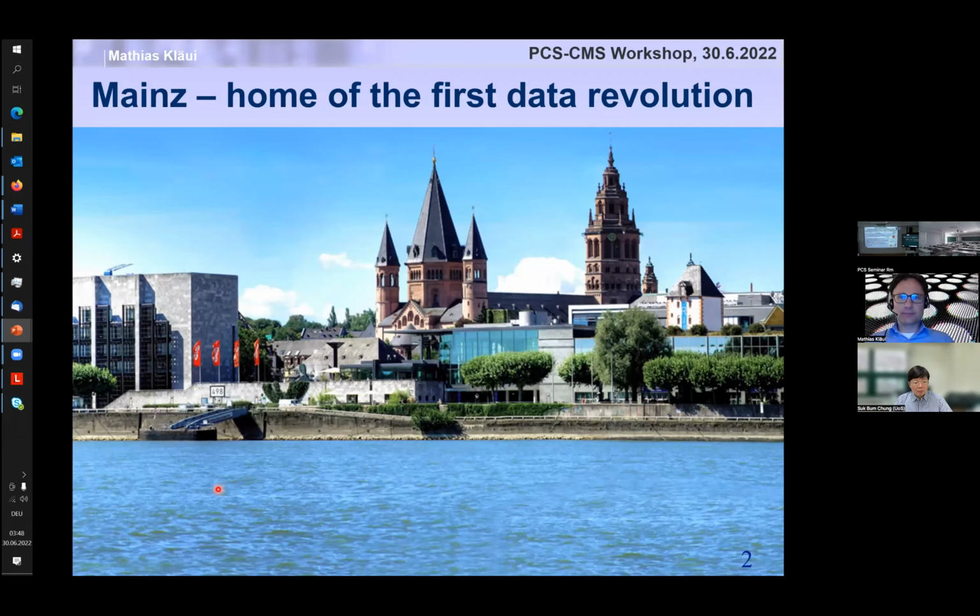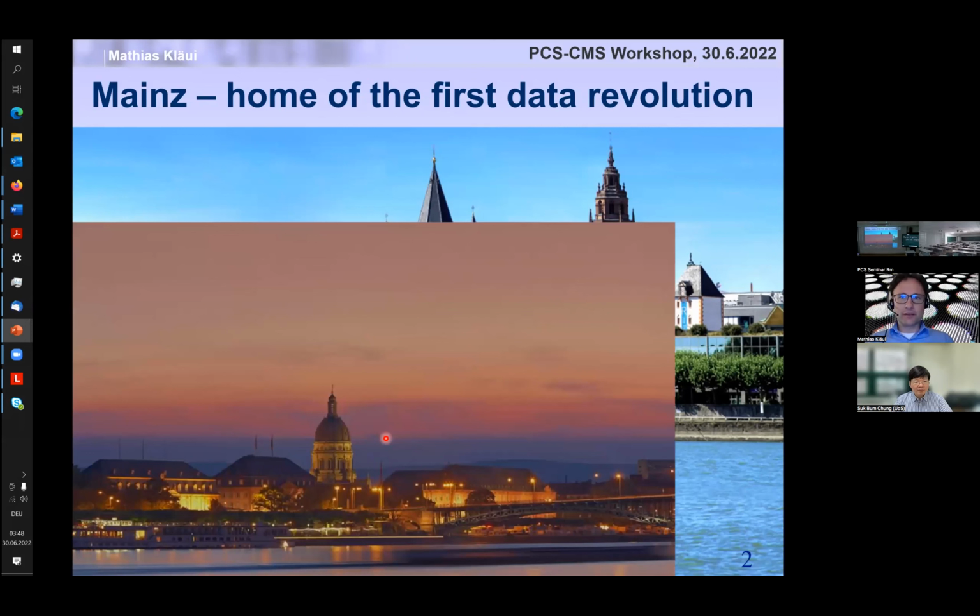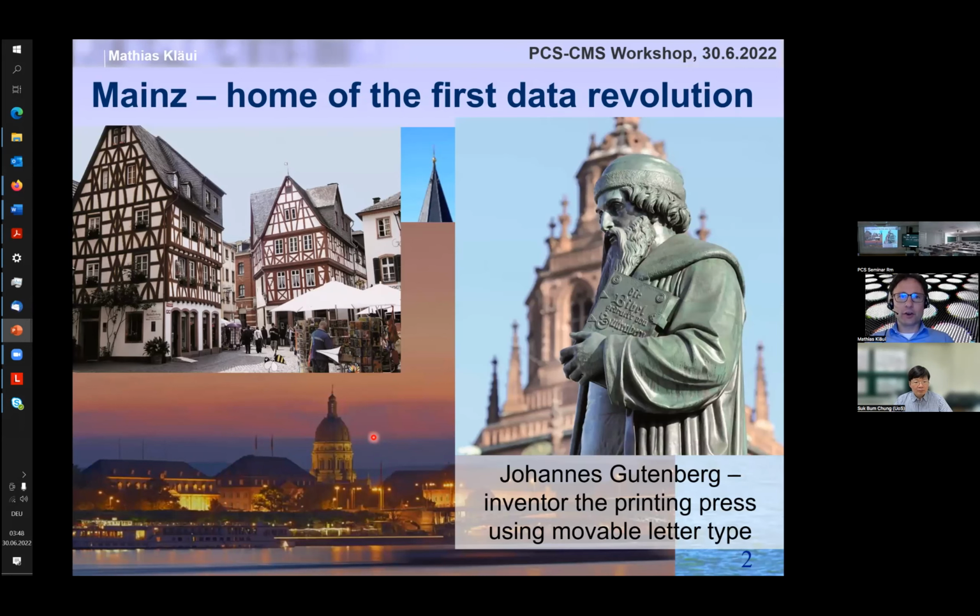So before I start, let me very briefly introduce Mainz. Mainz is conveniently located in the center of Europe. We're the closest university to Frankfurt Airport. And we have a beautiful old city. And also we are the home of the first data revolution. And the reason is that Mainz is the hometown of Johannes Gutenberg, who is the inventor of the printing press using movable letter type.